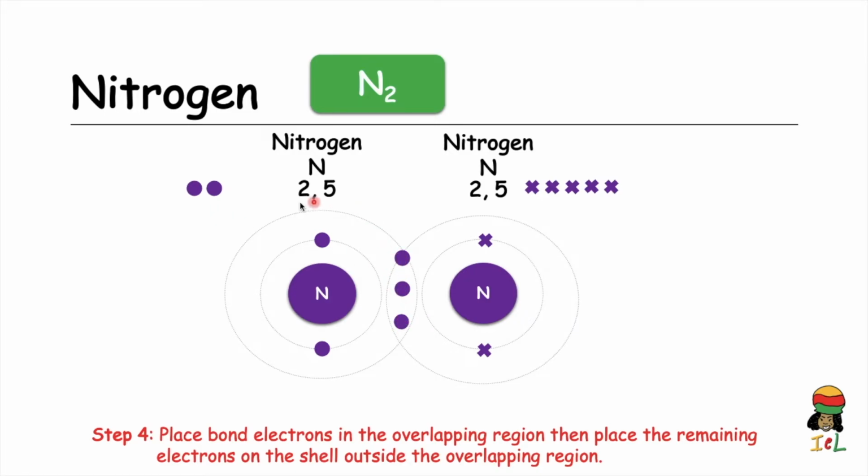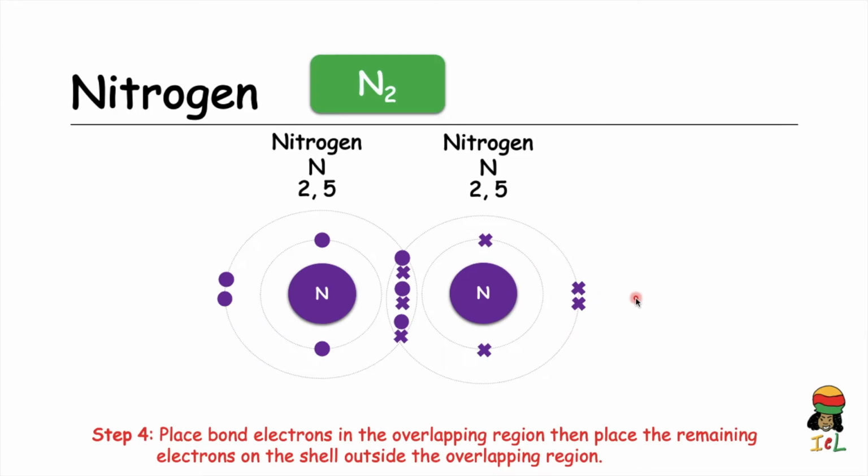After sharing 3 of its 5 electrons, the first nitrogen has 2 electrons remaining, which are placed on the shell outside the overlapping region. Since the first nitrogen atom shared 3 electrons with the second nitrogen atom, the second nitrogen atom will share 3 of its 5 electrons with the first nitrogen atom. The shared electrons are always placed in the overlapping region. After sharing 3 of its 5 valence electrons, 2 valence electrons remain, which are placed on the portion of the valence shell outside of the overlapping region.